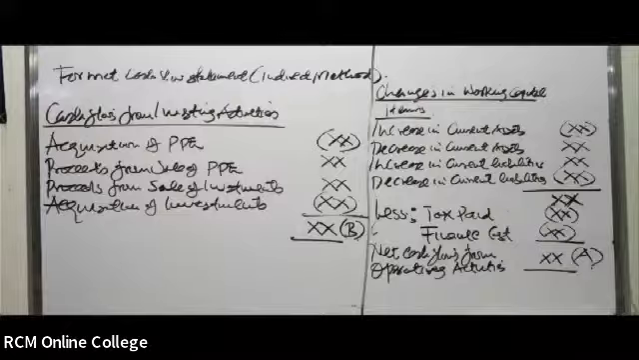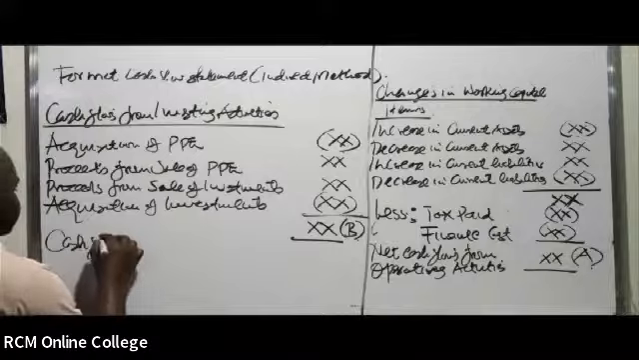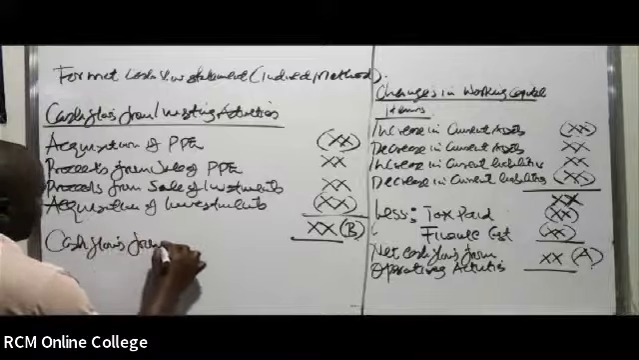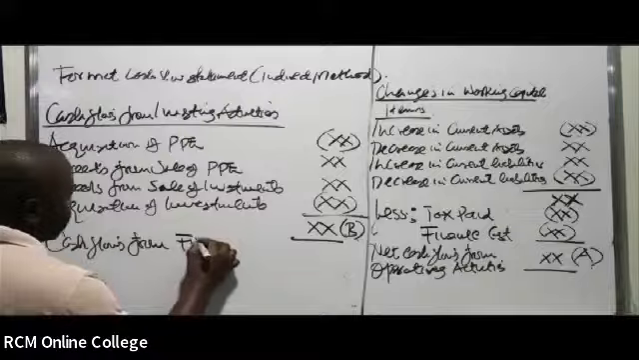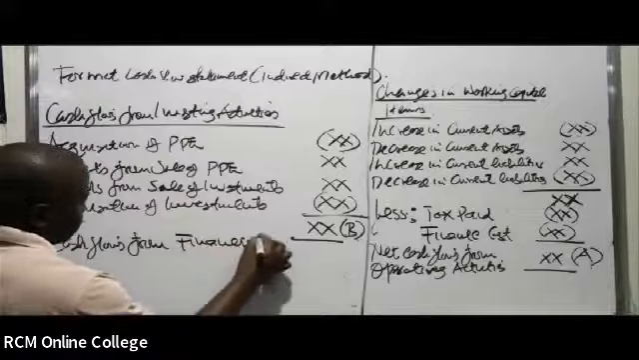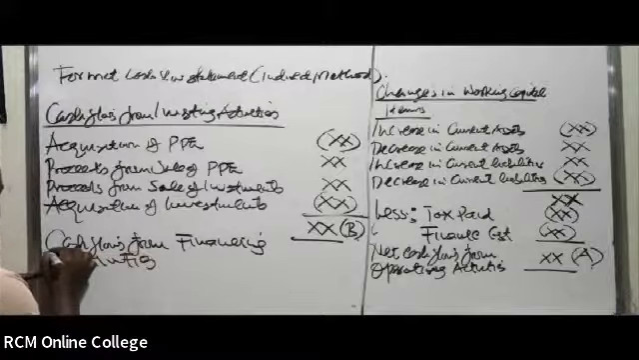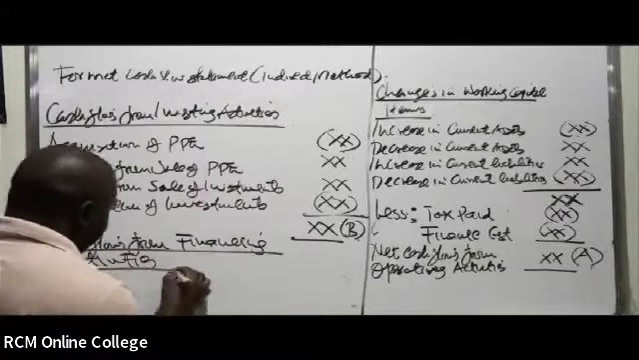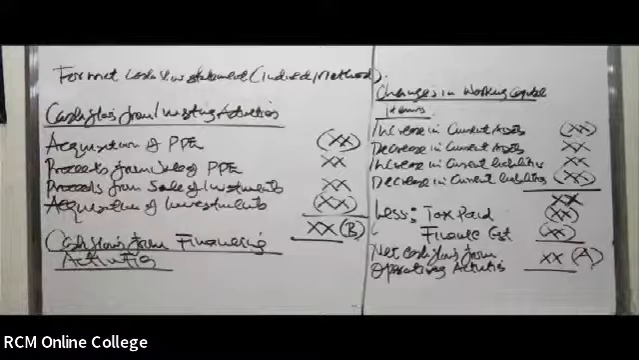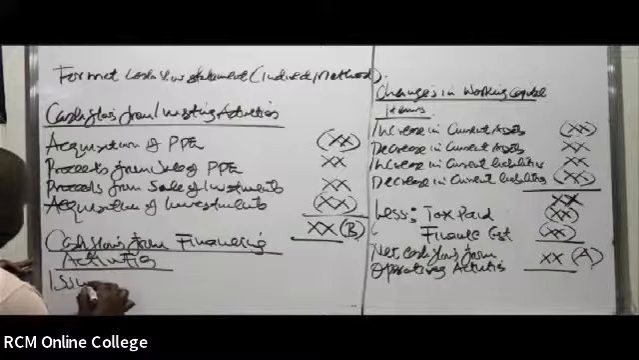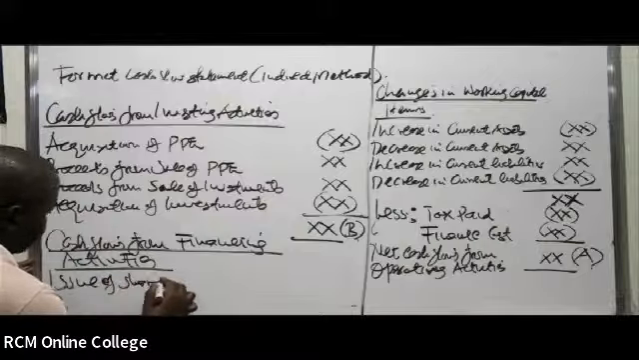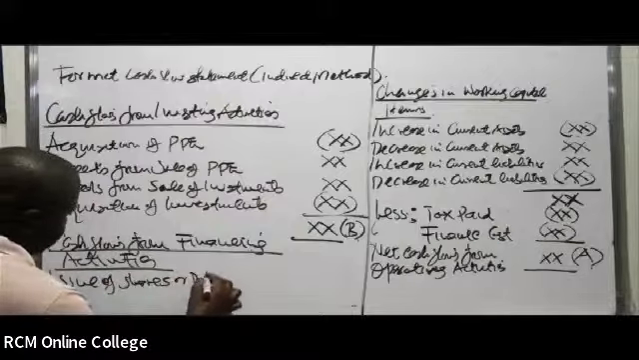Then we go to cash flows from financing activities. You continue with your table, cash flows from financing activities. That is the third and final part of the cash flow statement. Of course, you can underline. These basically involve financing activities' cash flows. So you write issue of shares or debentures. When you issue shares, issue of shares or debentures.